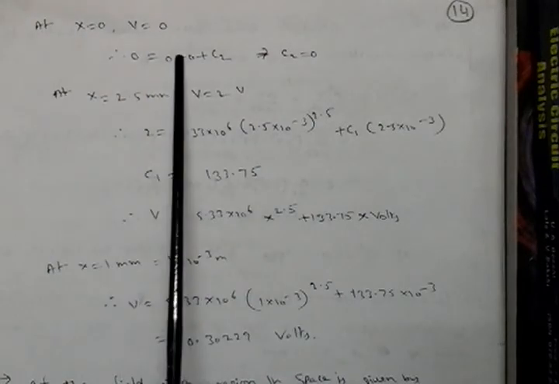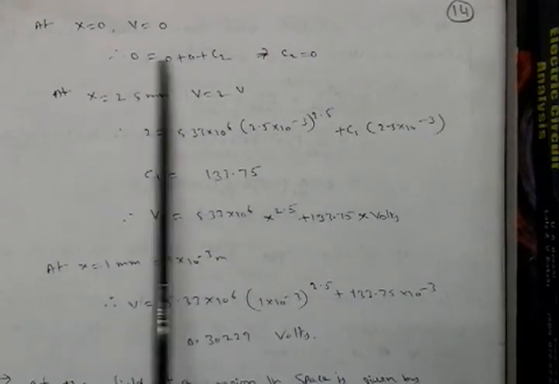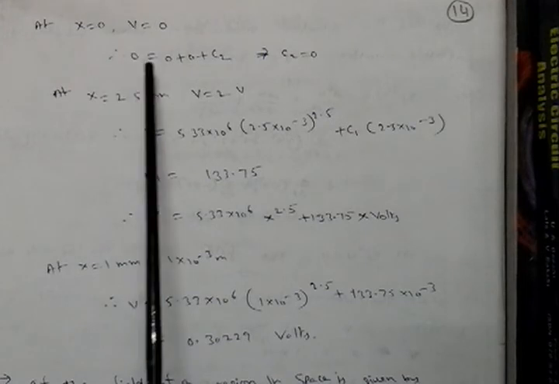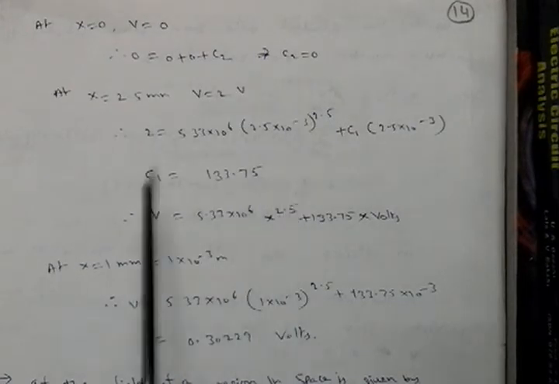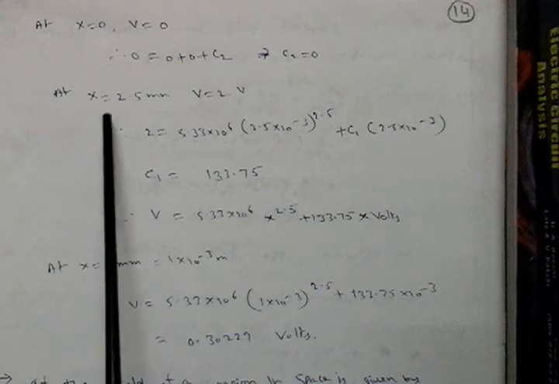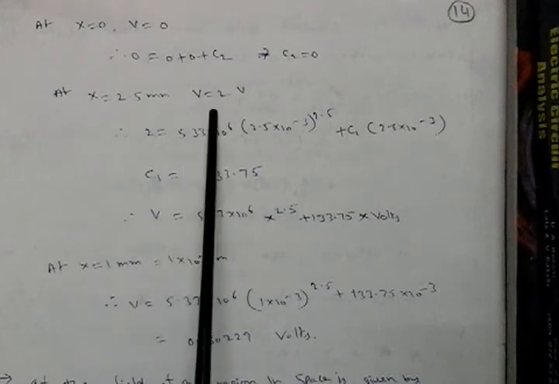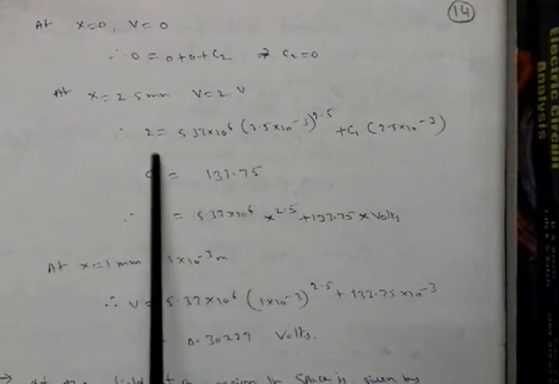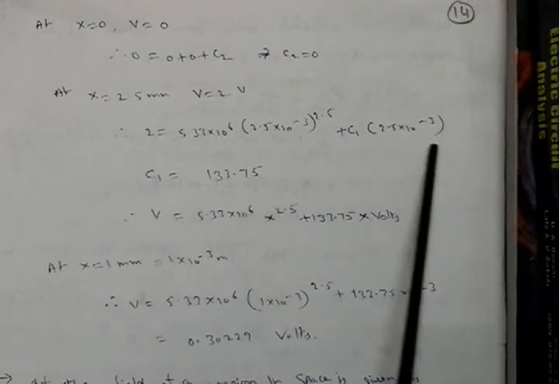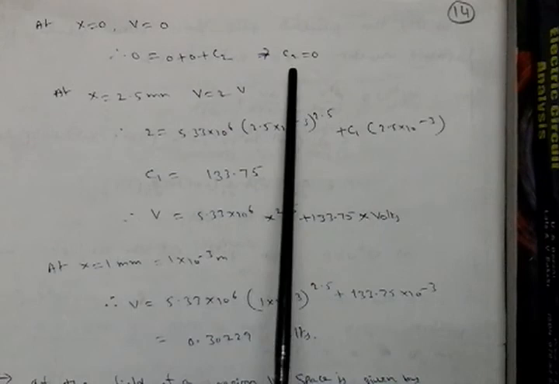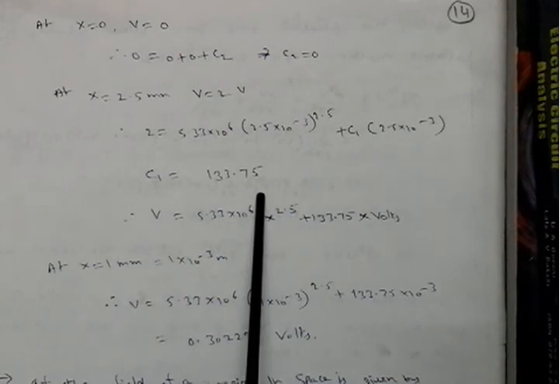At x equal to 0, v is equal to 0. Substitute in the potential equation, and you will get c2 equal to 0. We got one constant value. Using the other condition, x equal to 0.5 mm, v is equal to 2 volts. Substitute in the same equation v equal to 2 volts, wherever x is there, that is 0.5 mm. C2 you already got, so substitute it here. Finally we will get the c1 value.